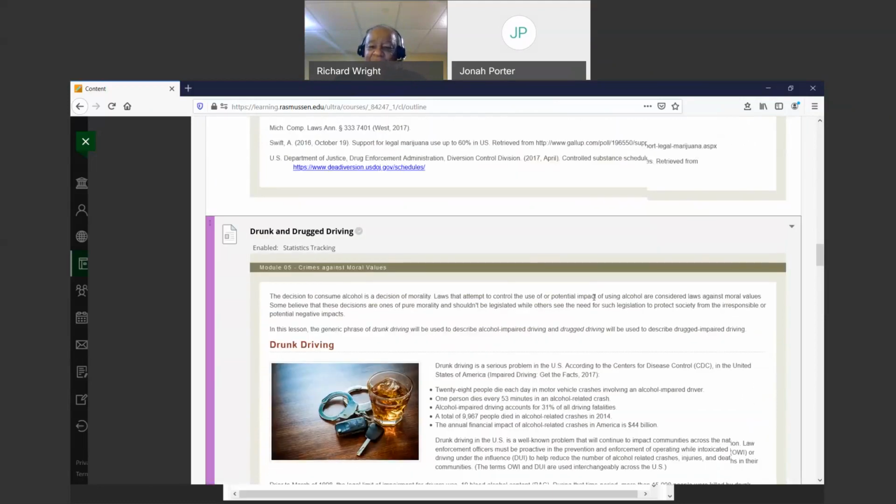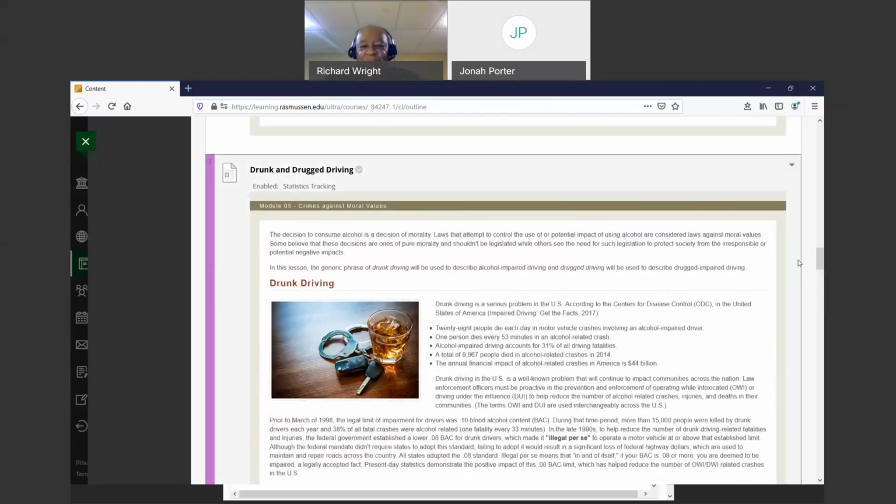So now let's talk about drunk driving. We've talked about using drugs, but let's talk about driving under the influence. In many jurisdictions, it is quite clear that one of the major causes of serious injury and death in the United States is driving under the influence. It's so serious that it gives these statistics in here. You can see one person dies every 53 minutes in an alcohol-related crash. Alcohol-impaired driving accounts for 31% of all driving fatalities.